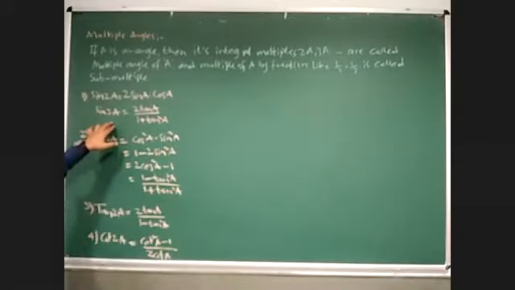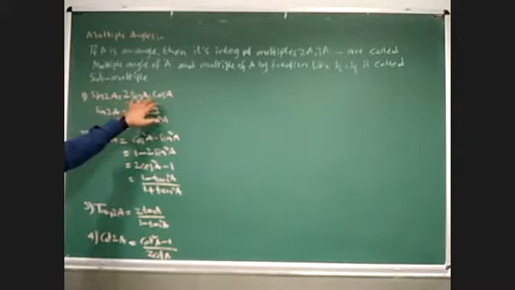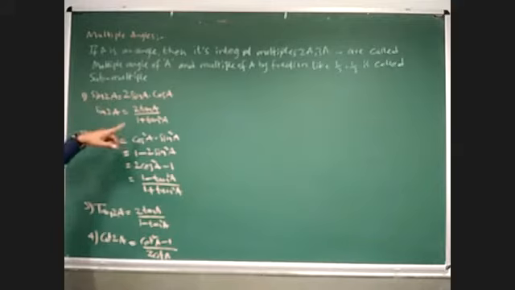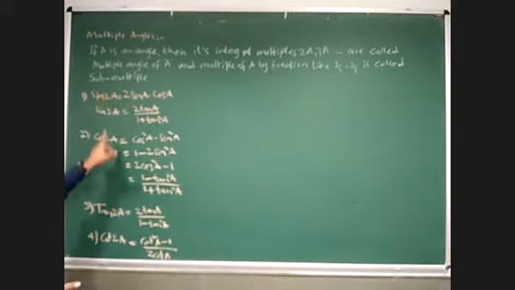This is sine 2A. Sine 2A is equal to 2 sine A into cos A, and the second formula of sine 2A is 2 tan A by 1 plus tan square A. We are going to derive all these formulas. Just look once at what kind of formulas we have.